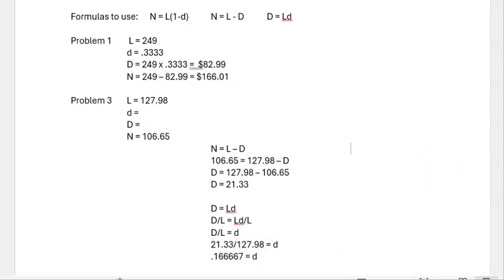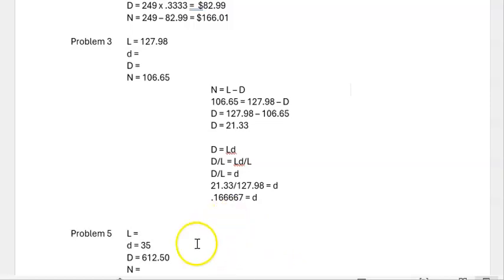So therefore, we have the discount amount, which was $21.33, divided by our list price of $127.98, gives us our discount percentage, or decimals, of 16.6667%, or 0.166 repeating.